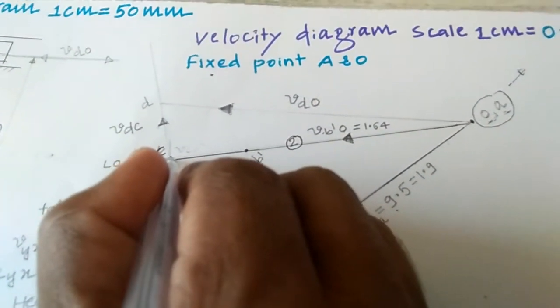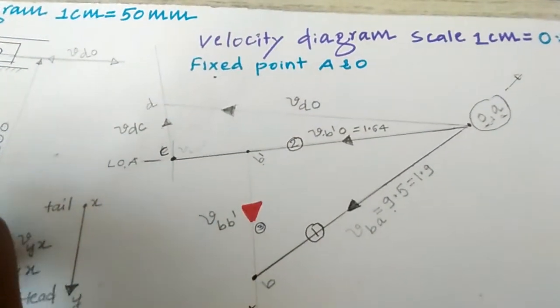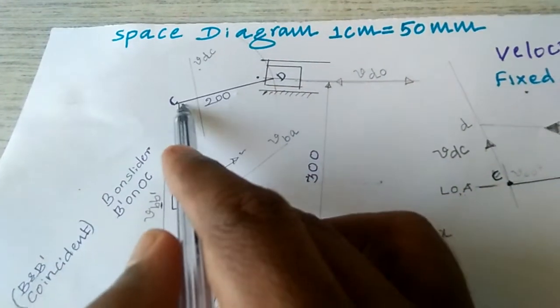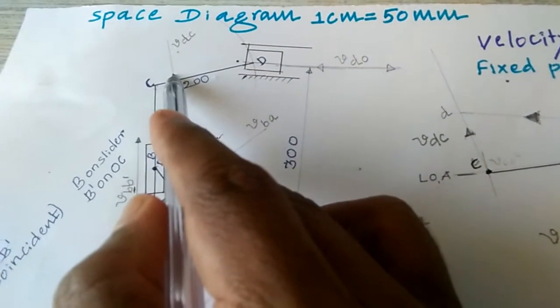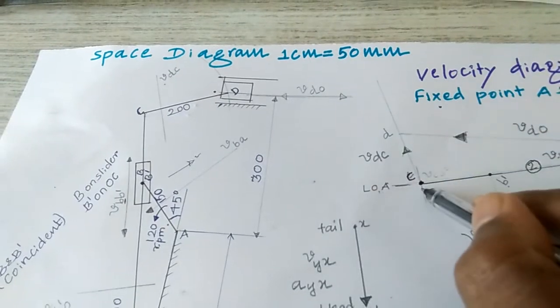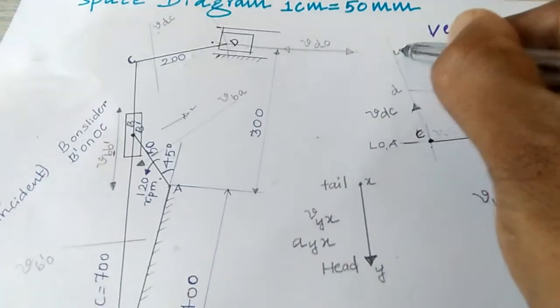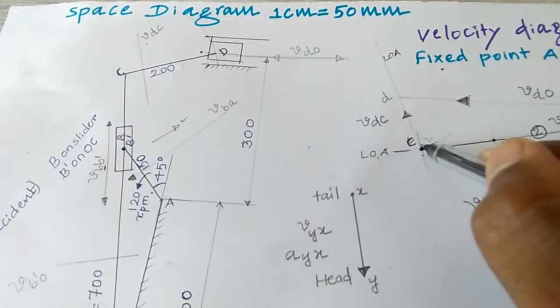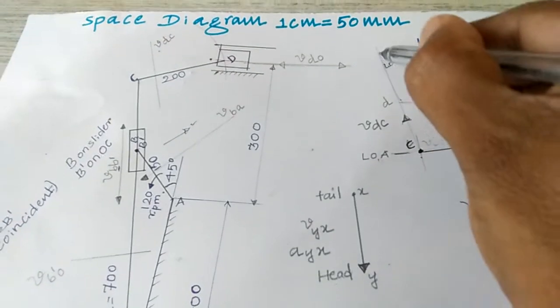Okay, from this, you look at the figure, that is the space diagram. The velocity of D with respect to C is exactly perpendicular. I have drawn this one. This is also a line of action only. Okay, this is also a line of action.